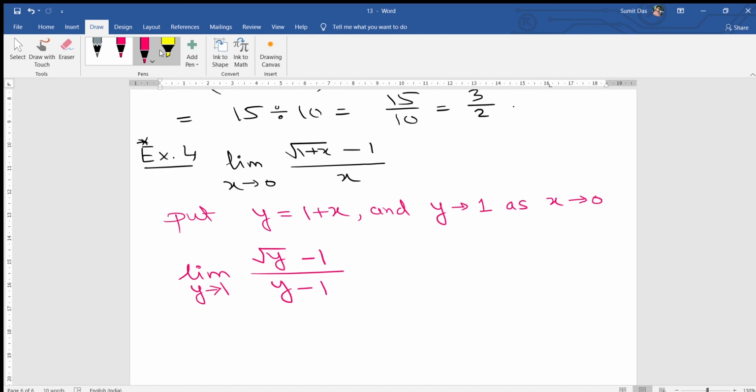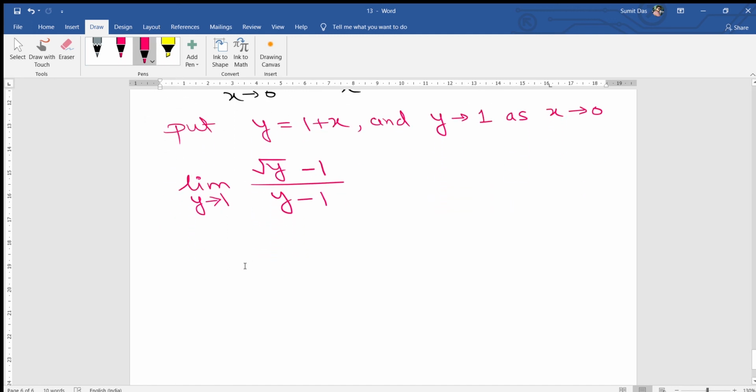Now it feels very simple. We can use this formula. So limit y tends to 1, square root of y you can write as y to the power 1 by 2, minus 1 to the power 1 by 2. Why am I writing 1 to the power 1 by 2? So that it is similar to the formula. And divided by y minus 1.